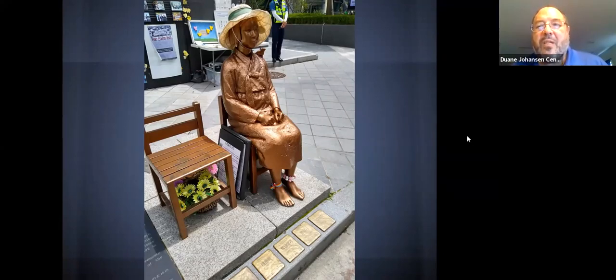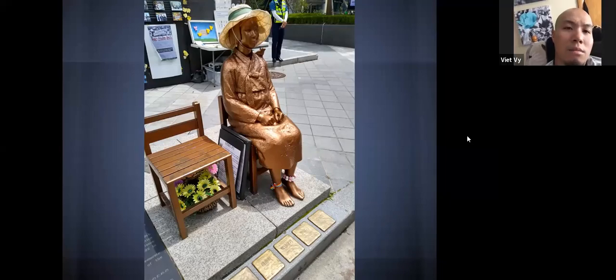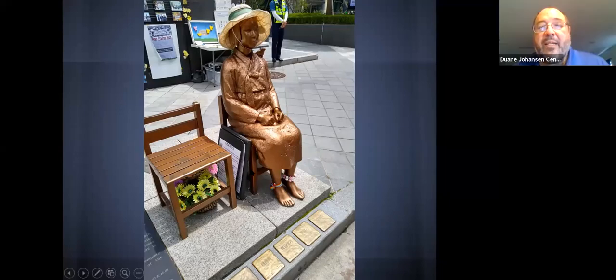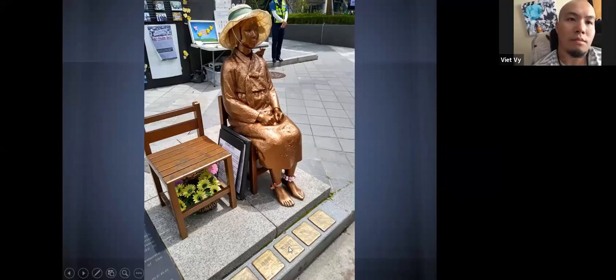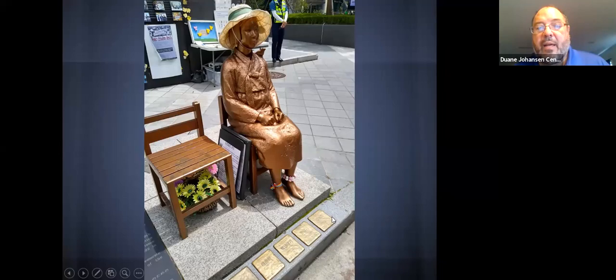Anything else you see here as you keep looking at this picture? I see two plaques beside her. Is that part of the thing? That was added later too. Okay. I would note that there are some plaques down here at the bottom too, right?